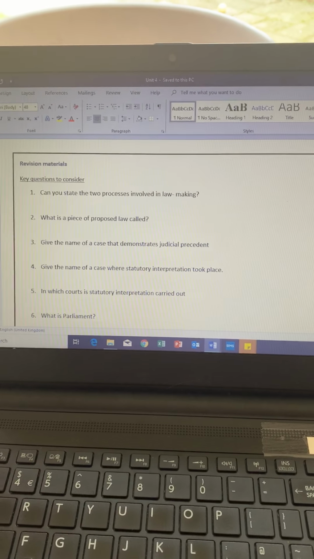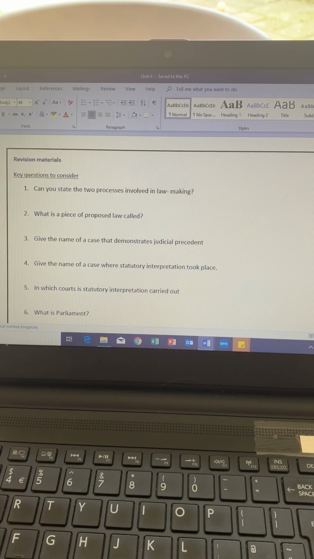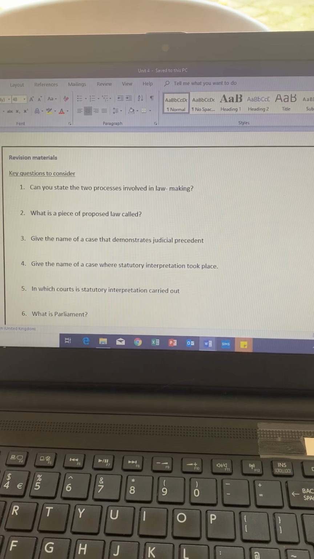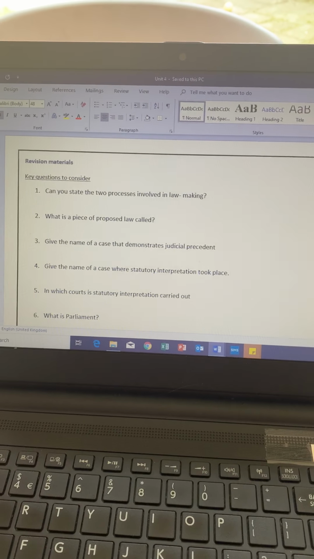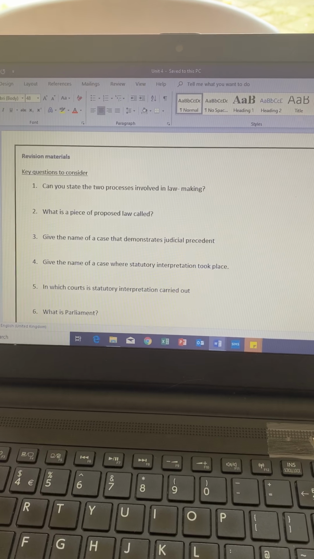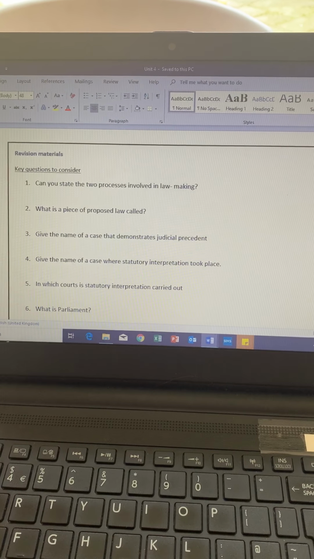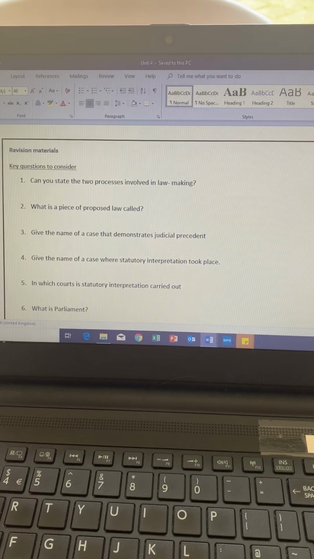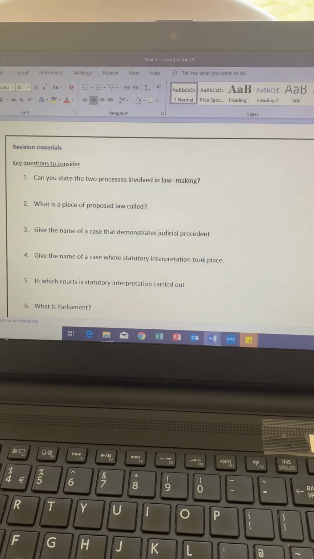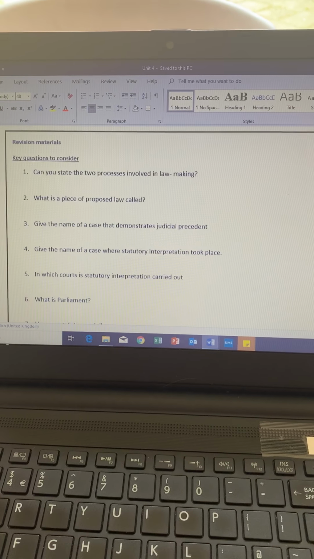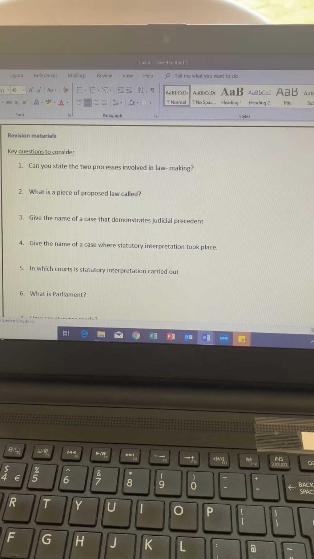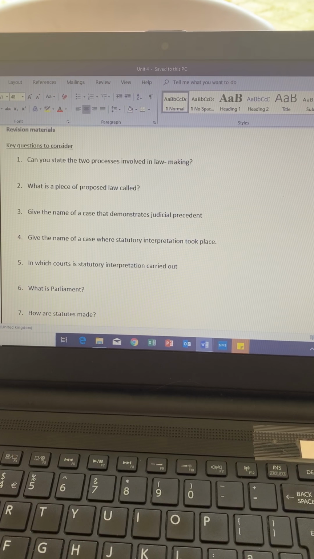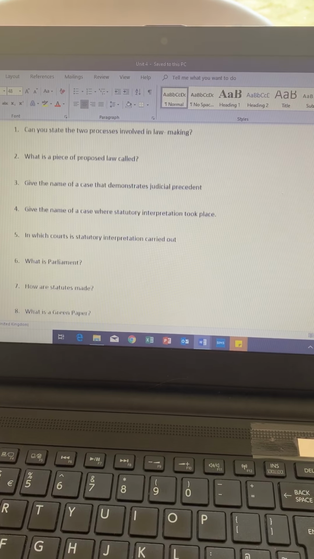The first one, nice and easy, is parliamentary lawmaking and judiciary lawmaking. Number 2 is a bill. Number 3 is Donoghue v Stevenson and Daniels v White. Number 4 is Whiteley v Chappell. Number 5, superior or higher courts. Number 6, that there are three structures: the monarch, the House of Lords and the House of Commons.